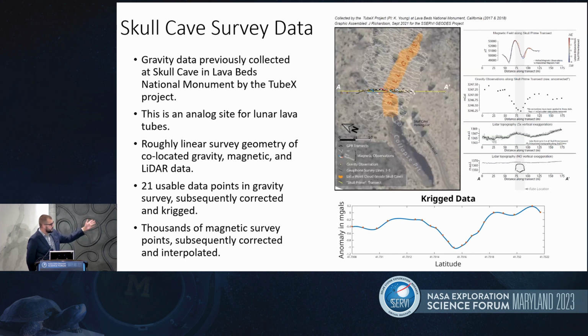This is an analog site for lunar lava tubes, and the roughly linear survey geometry contains gravity, magnetic, and LiDAR data. We had 21 usable data points in the gravity survey, which were subsequently corrected and kriged, and of course, thousands of the magnetic survey points, which were subsequently corrected and interpolated.